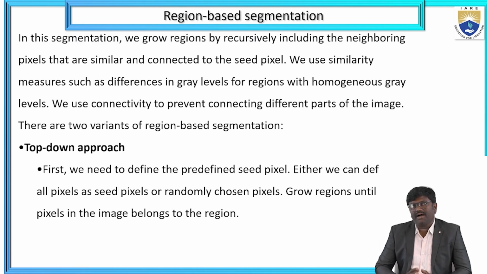In segmentation we concentrate on growing regions by recursively including neighboring pixels that are similar and connected to the seed pixel. We use similarity measures such as differences in gray levels for regions with homogeneous gray levels, and use connectivity to prevent connecting different parts of the image. There are two variants of region based segmentation. One of them is the top down approach, where we need to define the predefined seed pixels. Either we can define all pixels as seed pixels or randomly chosen pixels, and grow regions until all pixels in the image belong to a region.